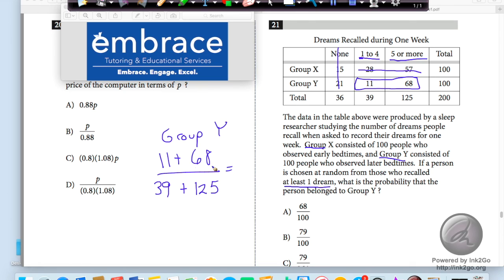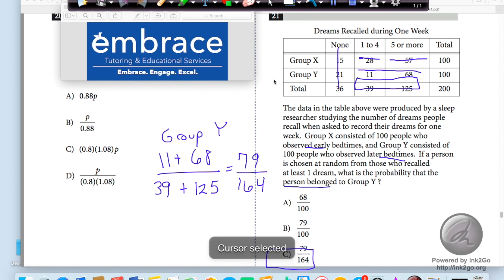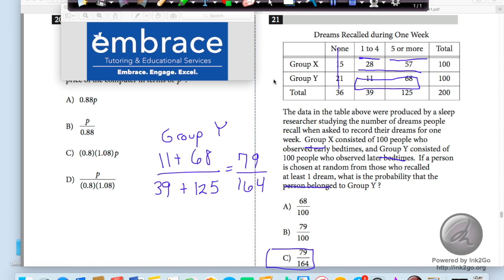So if I were to take these, 11 plus 68 is going to be 79. And then if I did 39 plus 125, I'm going to end up getting 164. And so it looks as though my answer choice needs to be 79 over 164, and that's answer choice C. It's not very clear right here, but let me scroll down for a second so that way you can quickly see it. Yeah, 79 over 164, correct.